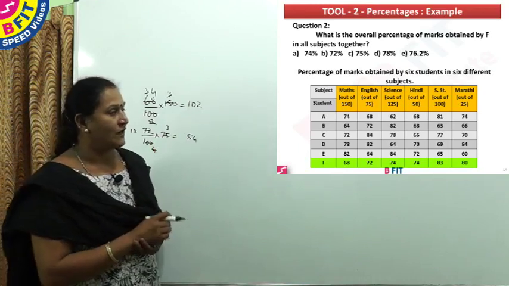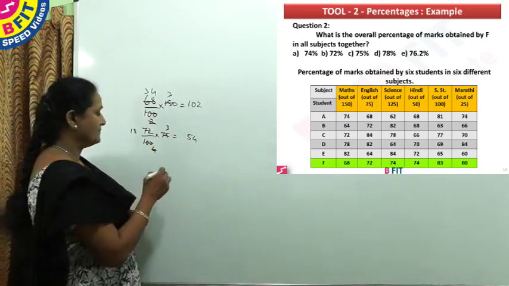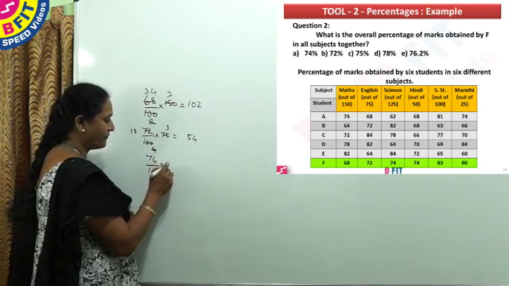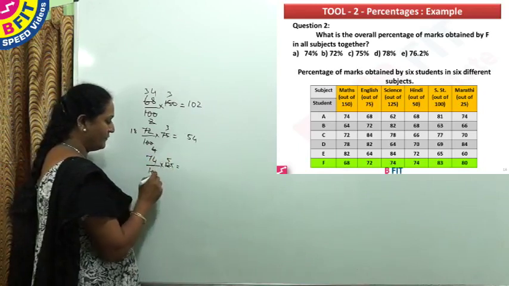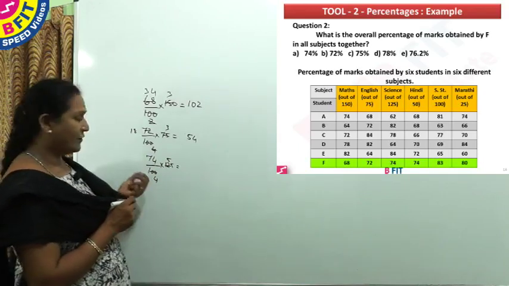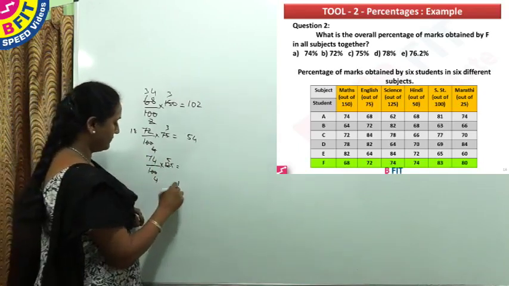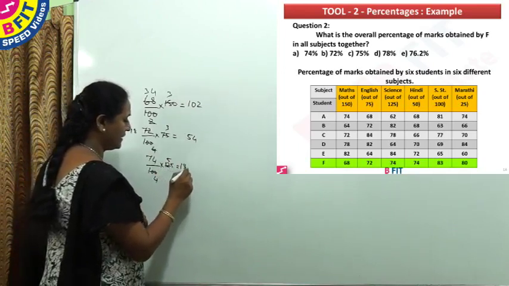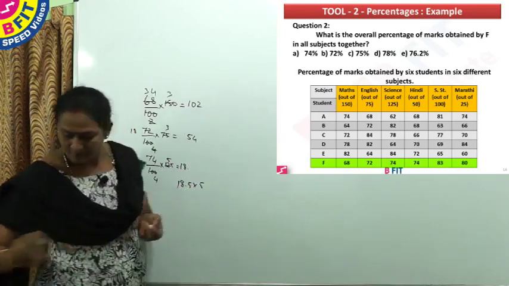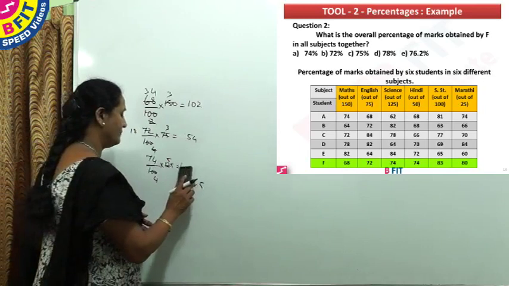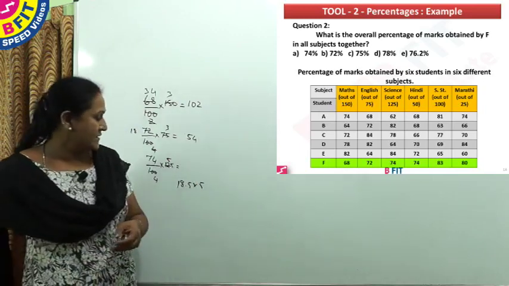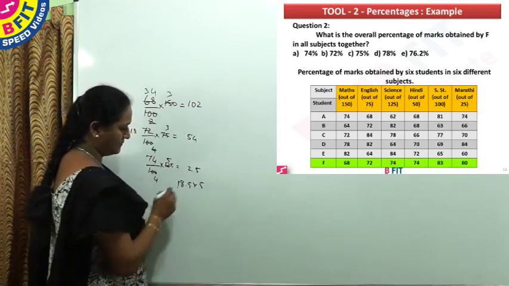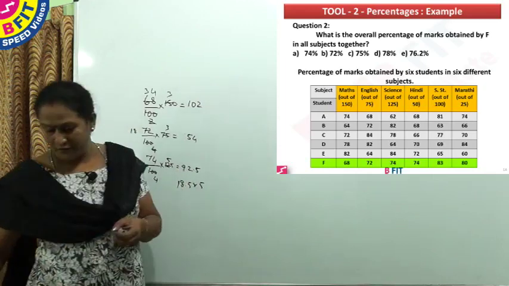And in Science, out of 125, 74%. So 74% of 125. So this is 5 by 4. And dividing 74 by 4, it is 18.5, into 5. So marks got by F in Science, multiplying, is 92.5.